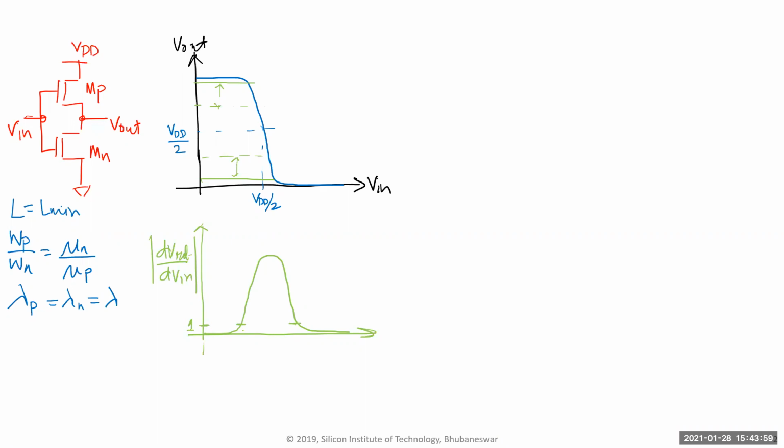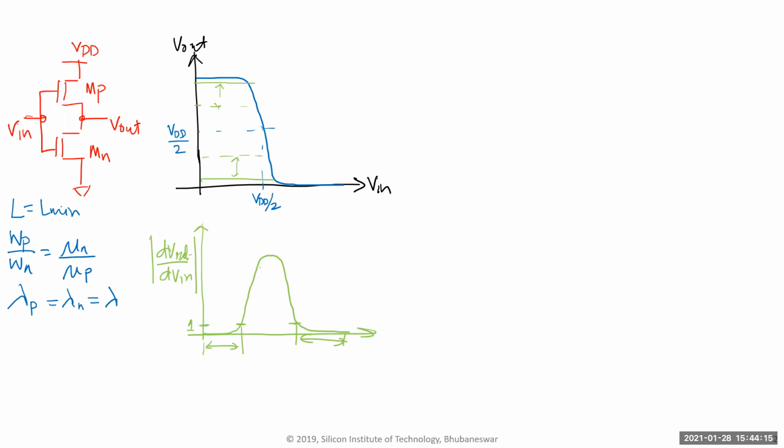So for digital, we want to operate it in these regions, right? Those are your noise margin regions. Here you don't want to, right? Because once your gain goes high, you're amplifying noise. That's the reason you don't want to be here. But now I want to use it as an amplifier.